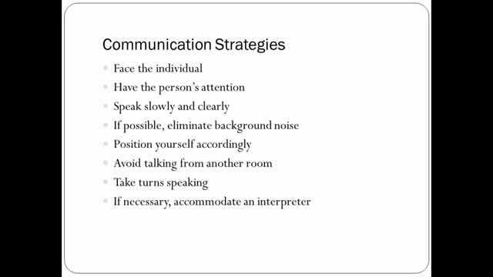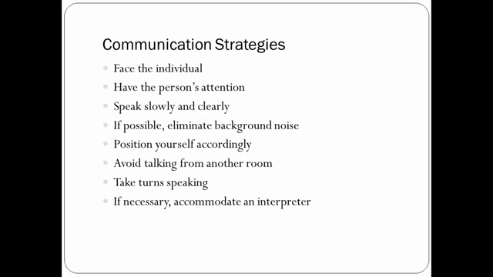Have the person's attention. Make sure the listener is aware that you are speaking to him or her. You can say the listener's name before speaking to them, or you can acquaint the listener with the topic of conversation. Speak slowly and clearly for the best listening outcome. If possible, eliminate any background noise. Most people with a hearing impairment have greater difficulty understanding speech when there is background noise.